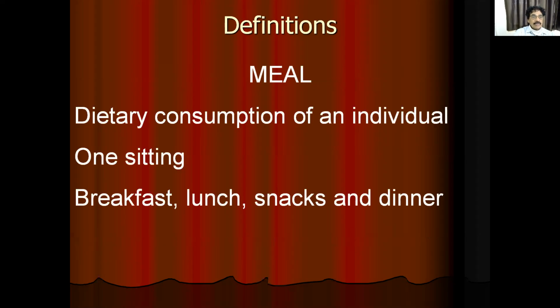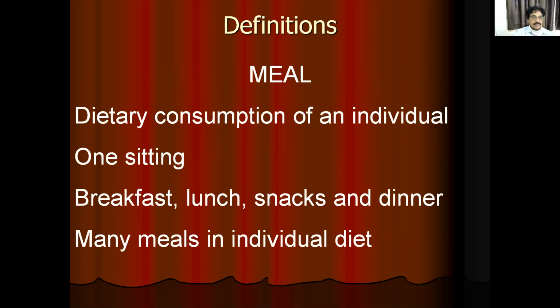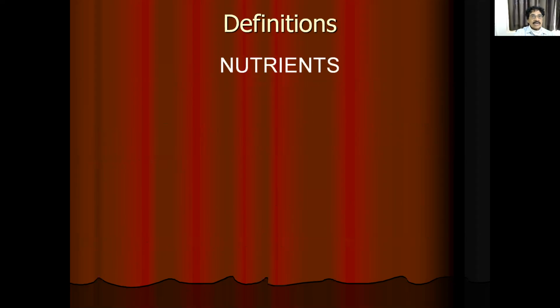So there are usually 4 types of meals: breakfast, lunch, snacks, and dinner. And there are many meals in an individual diet. The meal pattern has to be studied when you are trying to treat any disease related to nutritional disorders. So you have to find out the dietary pattern of the people, the meal pattern of the people, and you also have to think about the types of foods.